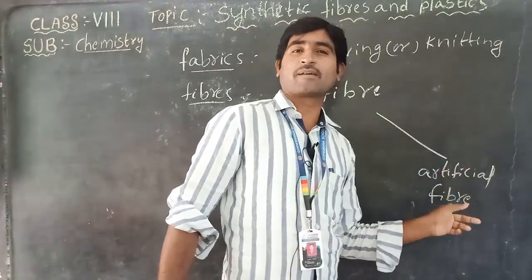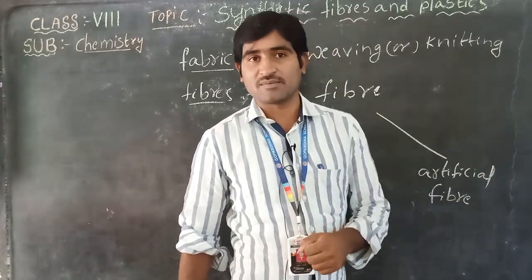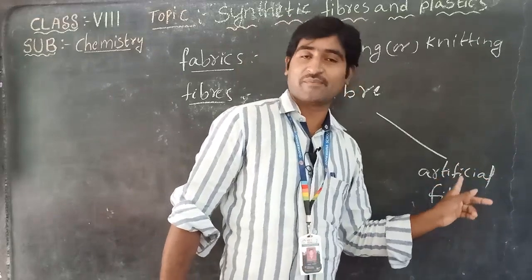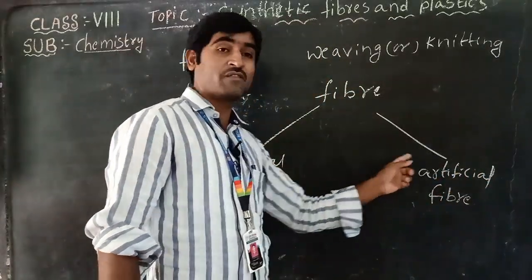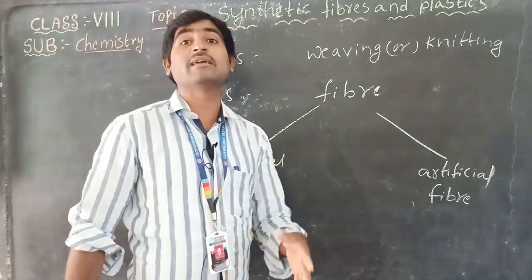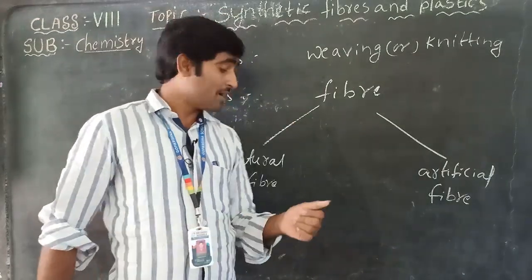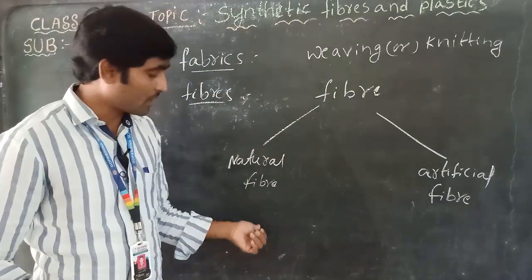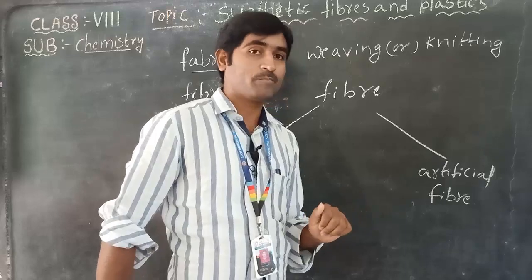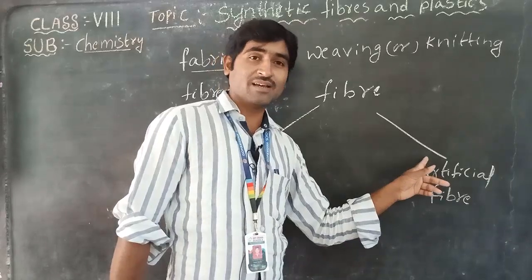Artificial fiber means the fiber which is obtained from minerals or chemicals. That is called artificial fiber. Have you got the difference between natural fiber and artificial fiber? Natural fiber means the fiber which is obtained from natural sources, or living organisms such as plants or animals. The fiber which is obtained from chemicals or minerals is called artificial fiber.